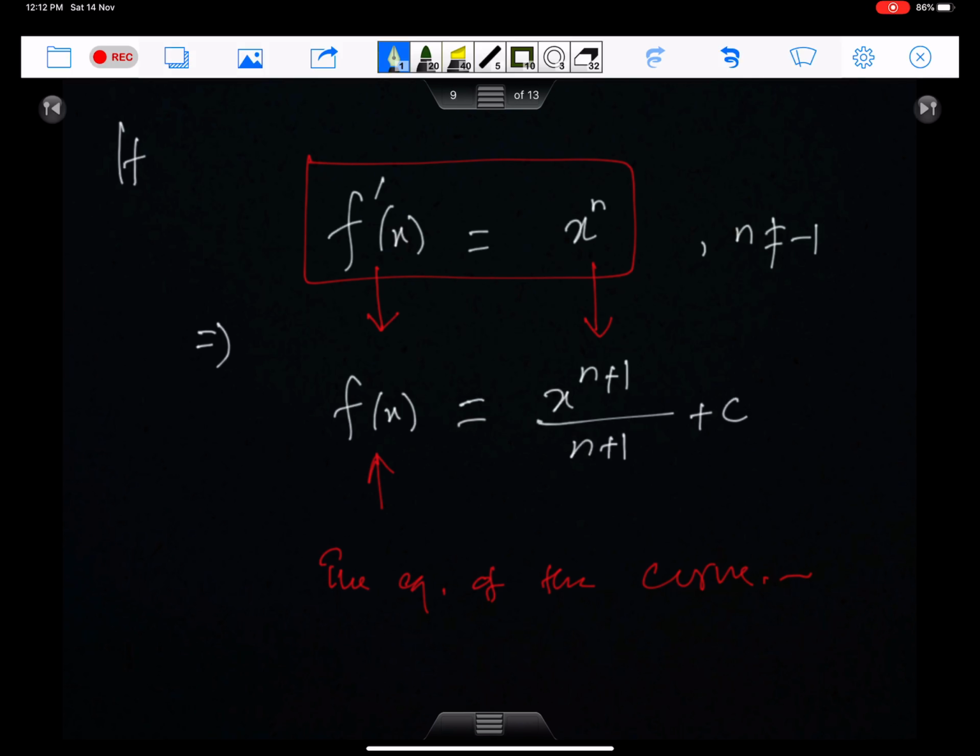Well, this is the gradient of the tangent to the curve in the form of f prime x. You know, f prime and dy upon dx, they both mean the same thing. So while integrating this f prime x, we will get f of x, and you know how to integrate this. So this is also the equation of the curve, this in terms of C.